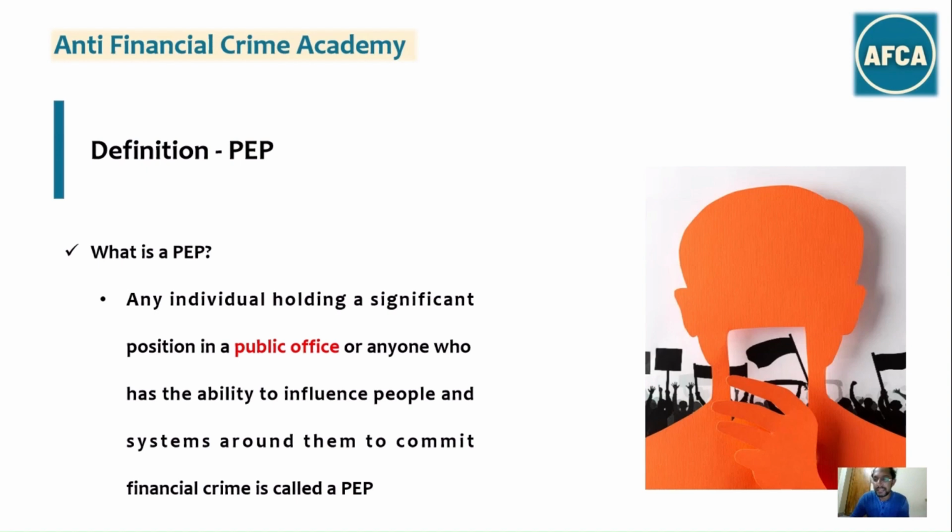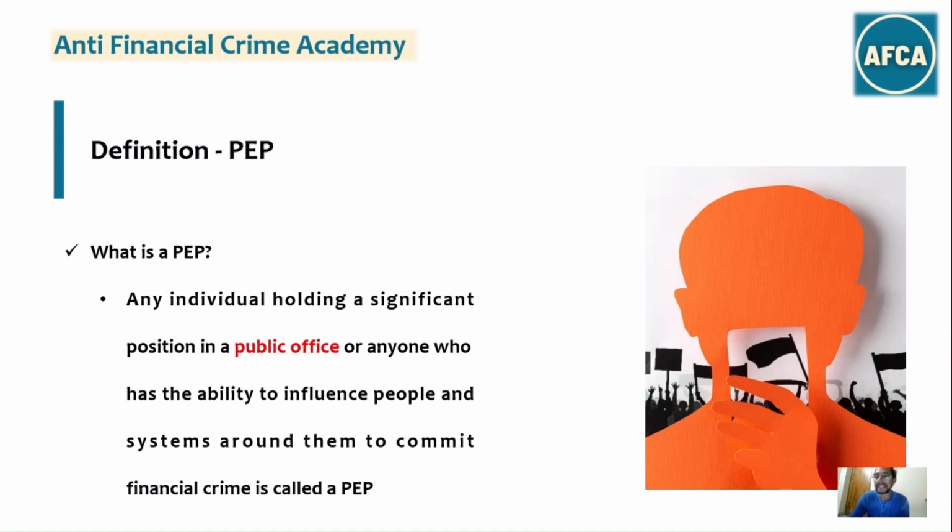Basically, a politically exposed person is any individual who is holding a significant position in a public office. In simple terms, any individual who is the head of a public institution, or a government office or government related institution, we call such people politically exposed persons. Now these people have a lot of power, and the power is derived from the position in which they are sitting.